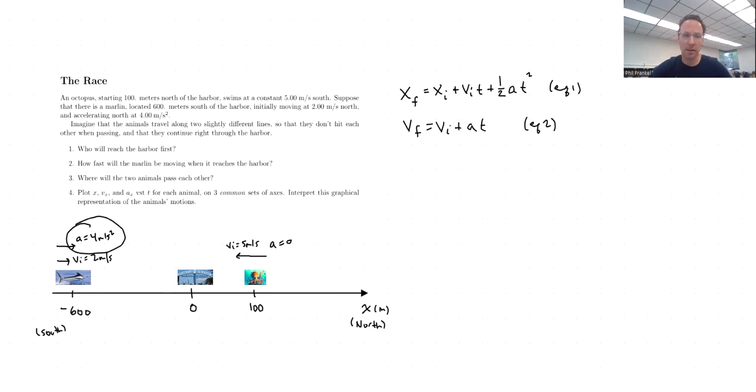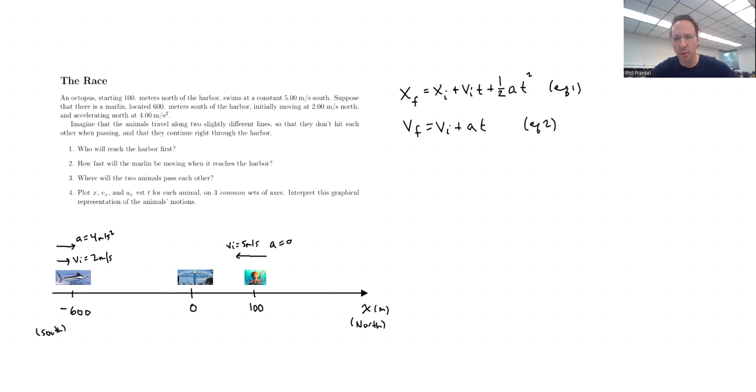Because the Marlin is accelerating to the right and also initially moving to the right, it will speed up. When velocity and acceleration both have the same sign, when they both point in the same direction, as is the case for the Marlin, then the Marlin speeds up. So maybe the Marlin can speed up sufficiently fast to cover that extra distance in less time than it takes the octopus to do so.